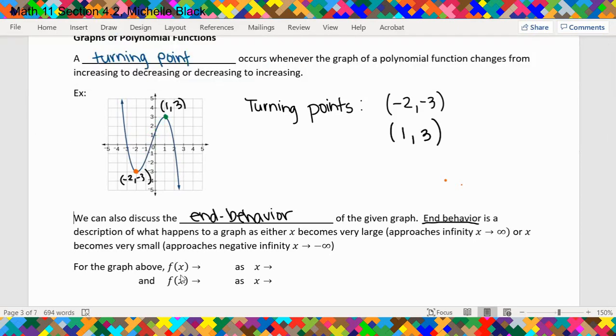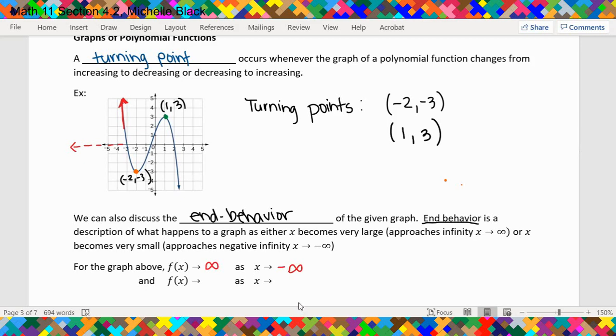On our graph, I can see that my f of x values are going up towards positive infinity as my x values are getting small. So as I move my way to the left on the number line, my graph is going up towards infinity. So f of x approaches infinity as my x values get very small, or as my x values go towards negative infinity.